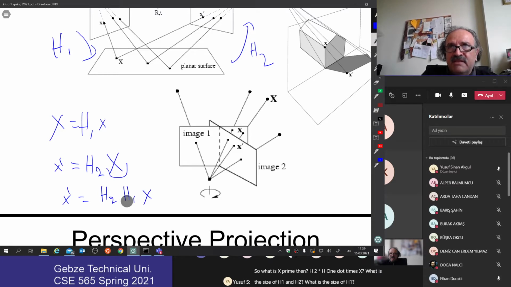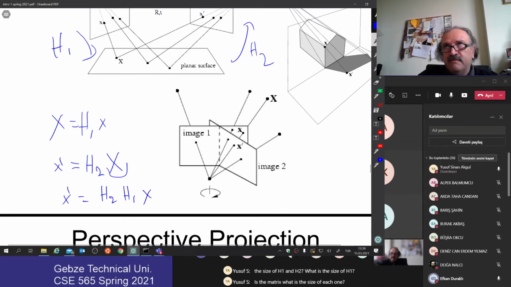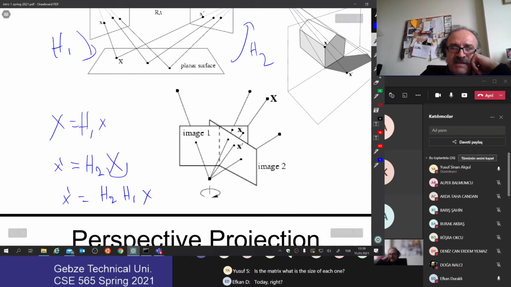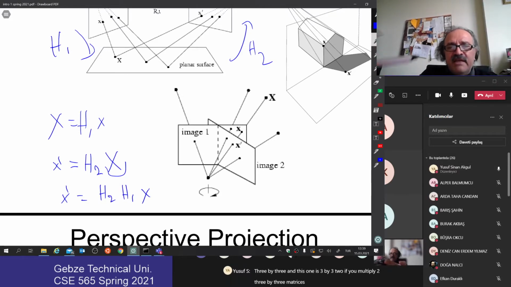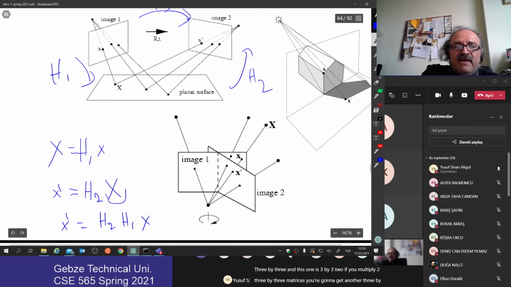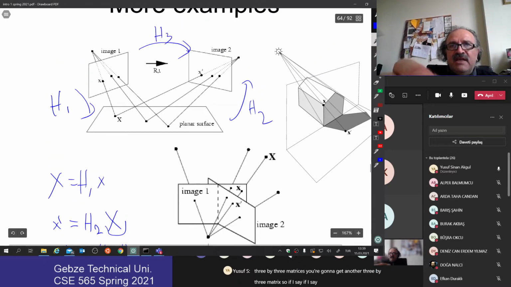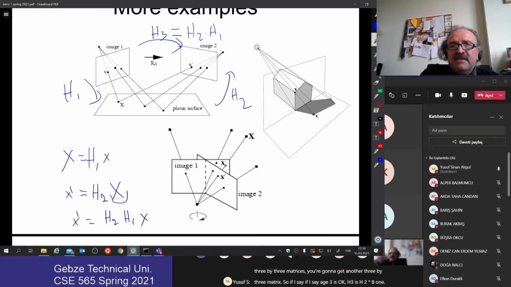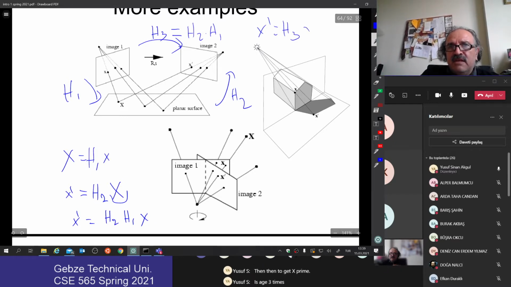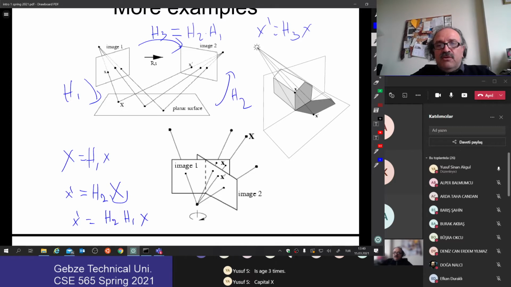As a matrix, what is the size of H1? 3 by 3. 3 by 3, and this one is 3 by 3 too. If you multiply two 3 by 3 matrices, you're going to get another 3 by 3 matrix. So if I say H3 is H2 times H1, then to get X prime is H3 times capital X. So that's the beauty of using homogeneous coordinates. It makes this kind of stuff a lot easier.